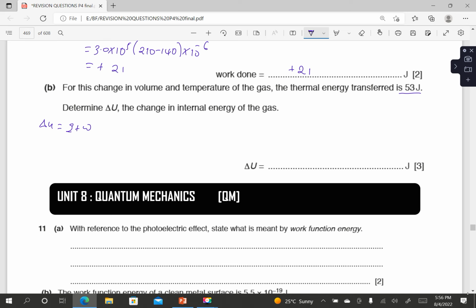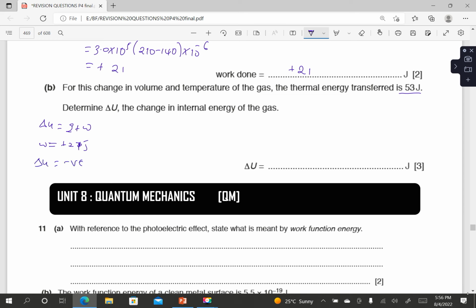I think this thermal energy, because first of all, work is done on the gas. That means it results in an increase, making it positive. So work done is positive 21 joules. But from our change in temperature, we notice that the final temperature is less than the initial temperature. That means there is a decrease in internal energy. So delta U should be a negative value.